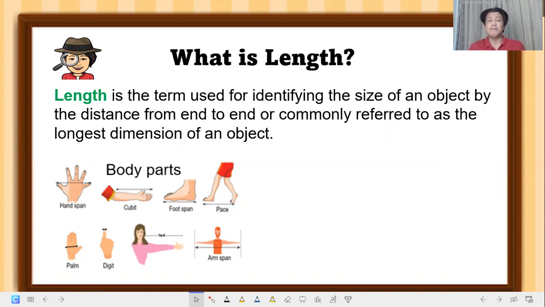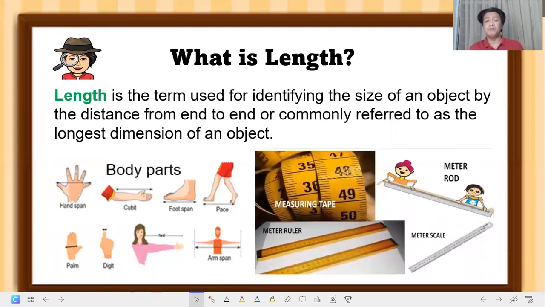Kung hindi pa po natin napapanood yung discussion dyan, you are free to watch the discussion of the history of measurement. Based on the body parts during the primitive times, nag-evolve siya. Kaya meron na po tayong mga instrument or tools to measure the length of an object, like for example, the measuring tape, meter ruler or ruler, the meter rod, meter scale, and many more.